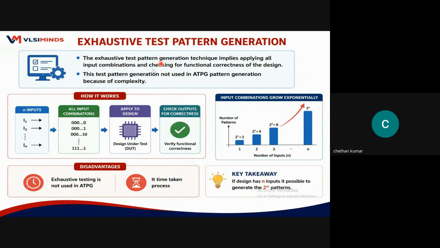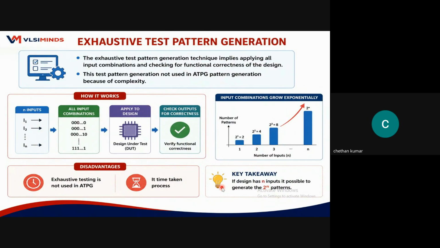The next is what I explained, exhaustive test pattern generation. This technique implies applying all the input combinations and checking, just like functional testing. All combinations we need to apply and check one by one. If you have n inputs, it will take 2 to the power of n input combinations. So you may not be able to apply every pattern, and we may miss some. So exhaustive testing is not used in regular ATPG because it is a time-consuming process.